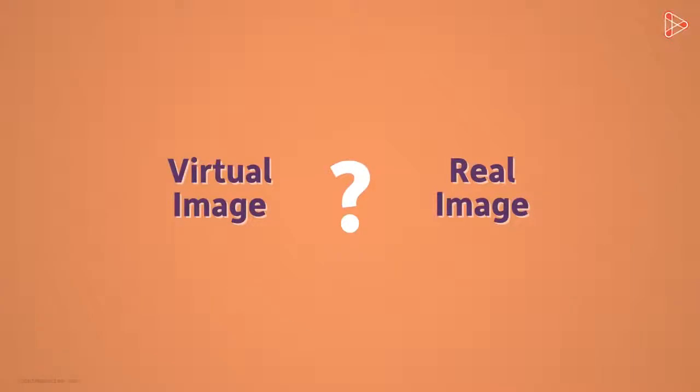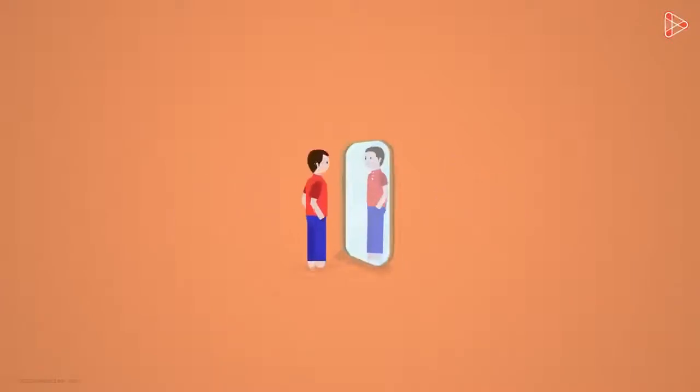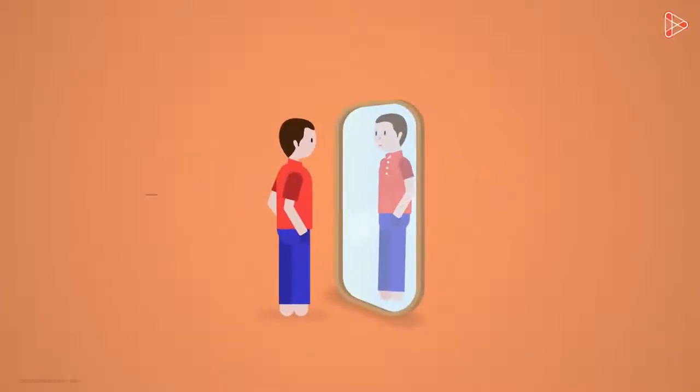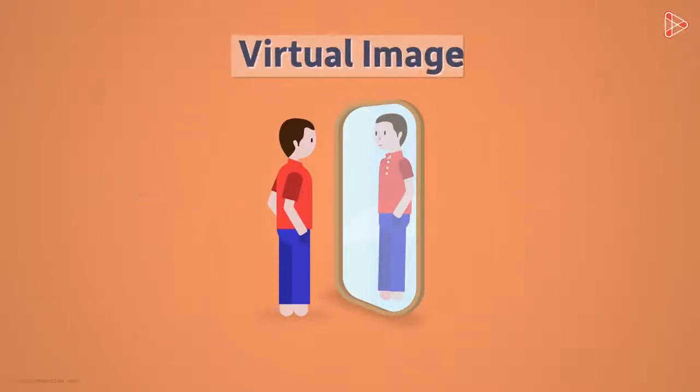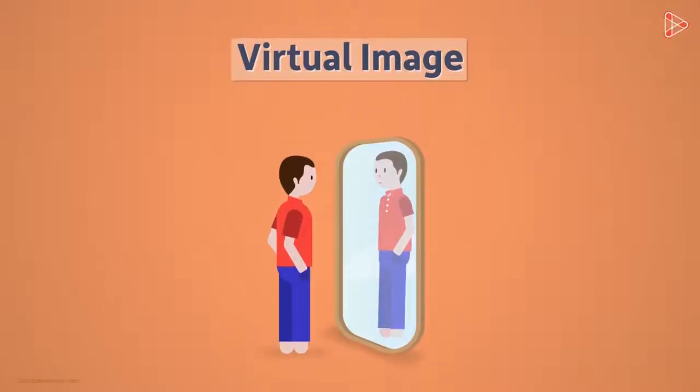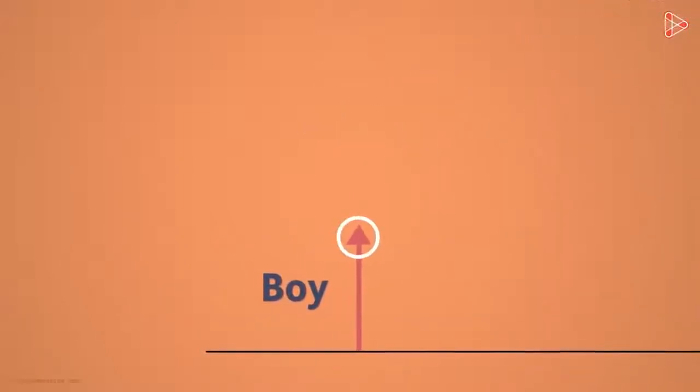If you remember, my initial goal was to explain what virtual and real images are. Let me ask you a question. This image that you see here, is it a real image or a virtual one? This image is a virtual image. In order to explain what a virtual image is, let's first simplify this image. Let's represent this boy with an arrow pointing up. And here is our plane mirror.